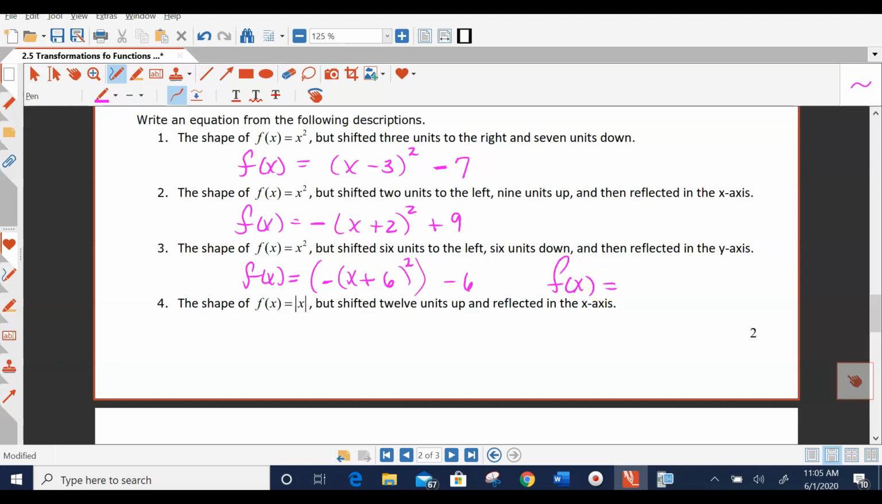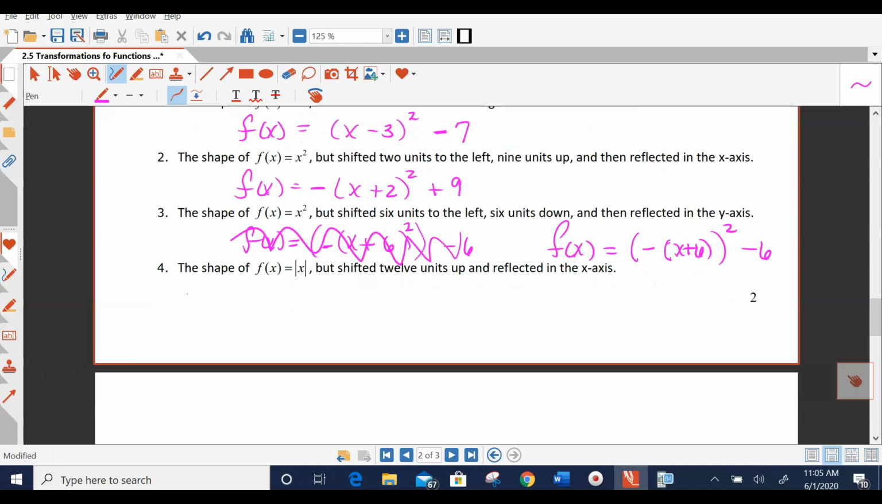I'm going to reflect across the x-axis. I had my parentheses wrong. I need a parenthesis, negative, parenthesis, x +6. And the whole thing would be squared, then a -6. This would be the correct version. This would not be, but you're not going to see those in the homework.